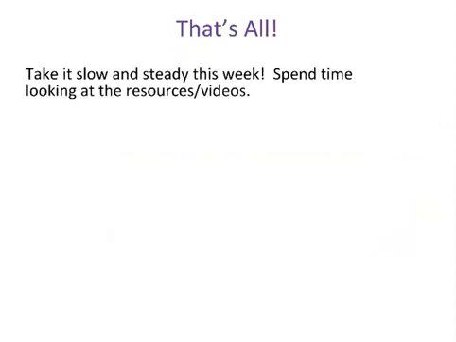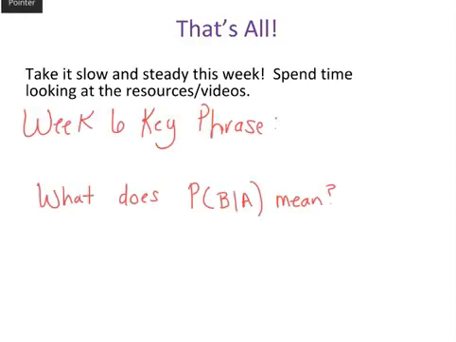We are to the key phrase assignment. Let me put that up. In probability, there's a lot of notation that is used to show different types of probability that we're looking for. And it's really important that we understand what the notation means. I went over what this notation means in the weekly recording. So I want you to tell me, what does P parentheses B line A mean? What does that notation mean? What are we looking for? What type of probability? So answer that question for the key phrase question. You'll get your points for watching this recording.